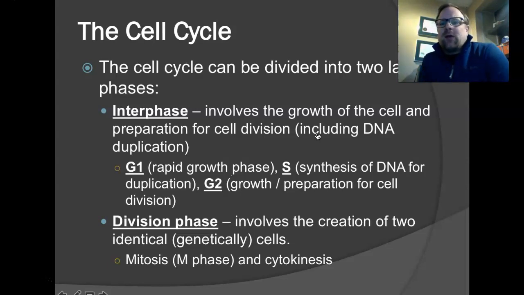The cell cycle, then, is what I want to talk about now that we've talked about chromosomes. And the cell cycle, remember, is that process, that cyclical, continuous cycle that a cell goes through over the course of its life. And it can be divided into 2 large phases that I really want you guys to pay attention to. First phase is called interphase, and then the second phase is called the division phase, or just division.